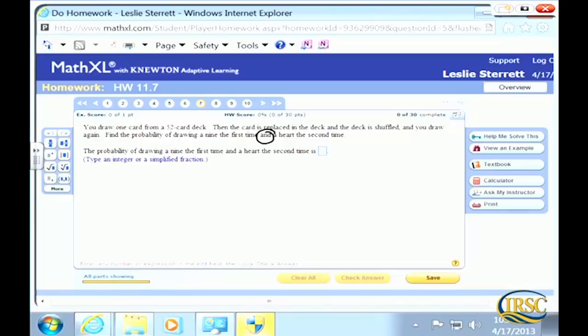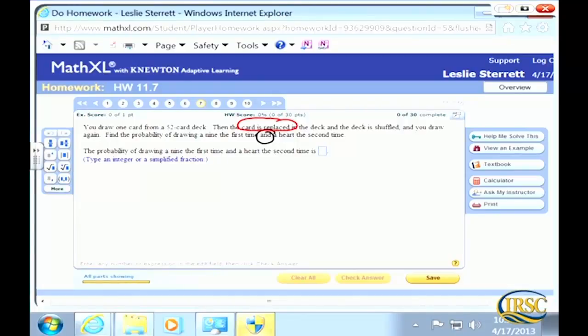Okay, are these independent or dependent events? Independent is correct. Why? Because the card is replaced. Good. So the card is replaced. So these are independent events. What happens the first time is not going to affect what happens the second time.